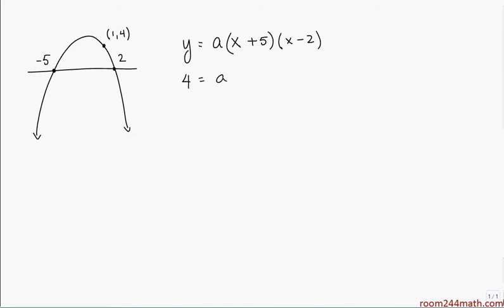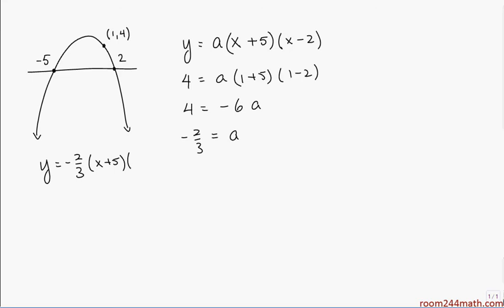So we let y equal 4 and x equal 1, 1 plus 5 and 1 minus 2. And so we end up with 4 equals a times 6 times negative 1, or negative 6. And so we divide both sides by negative 6, and 4 over negative 6 reduces to negative 2 over 3. And so now you've got y equals negative 2 over 3, x plus 5, x minus 2. And that's the equation of this quadratic function.